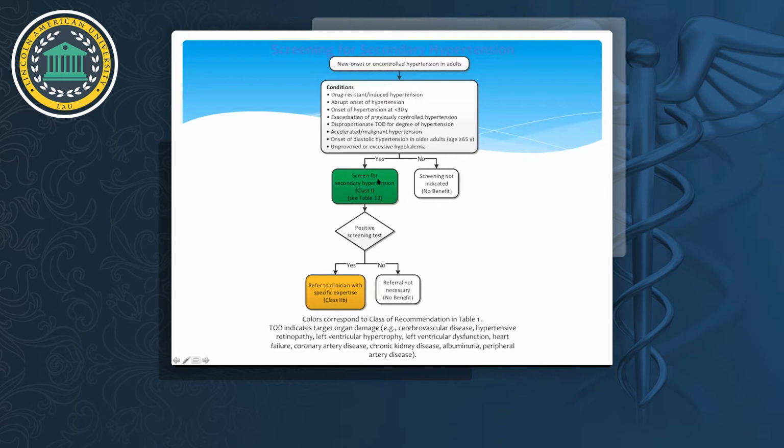So again, question to my students: what is class 1? We discussed the class of recommendation and level of evidence. So what is class 1? Okay, so benefits outdo the risk. Absolutely. So that means it's highly recommended. That's what it means. So if you have one of these factors around, and the blood pressure is uncontrolled, you should think about secondary hypertension, and you should screen a patient for secondary hypertension.